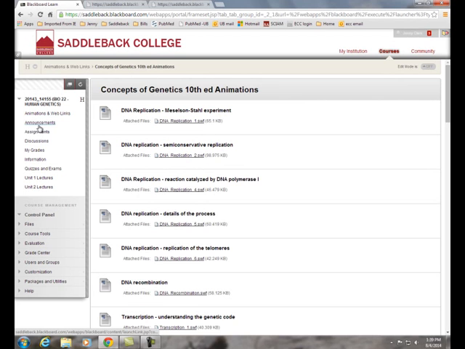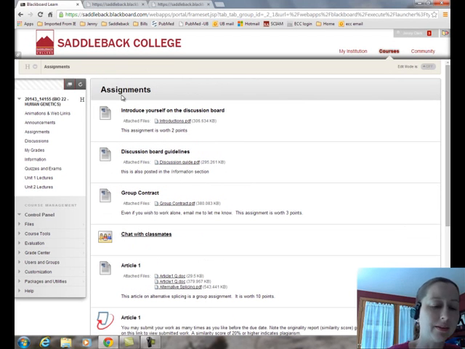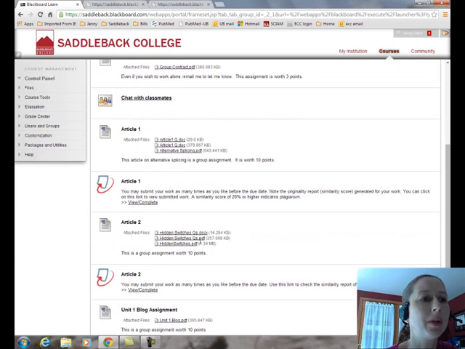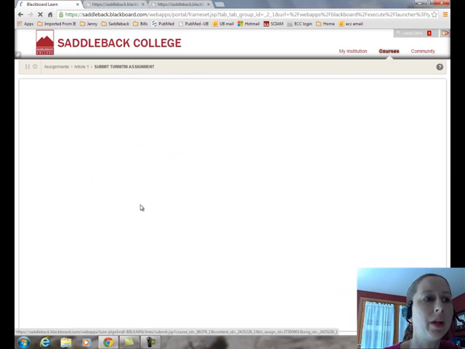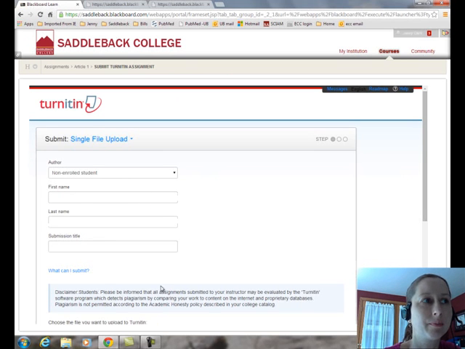Going back to our menu on the left, the assignments area has instructions for all the assignments. You can find those here posted as PDF files. And there are also places for you to submit your assignments. So for the first article assigned, if you click on View or Complete, this will take you to an area where you can turn in the assignment.